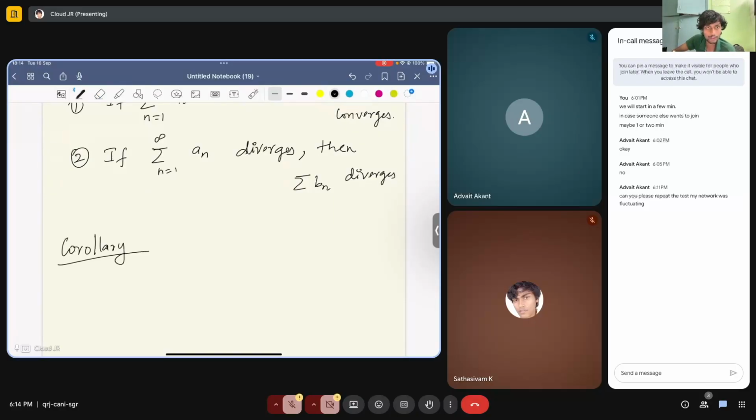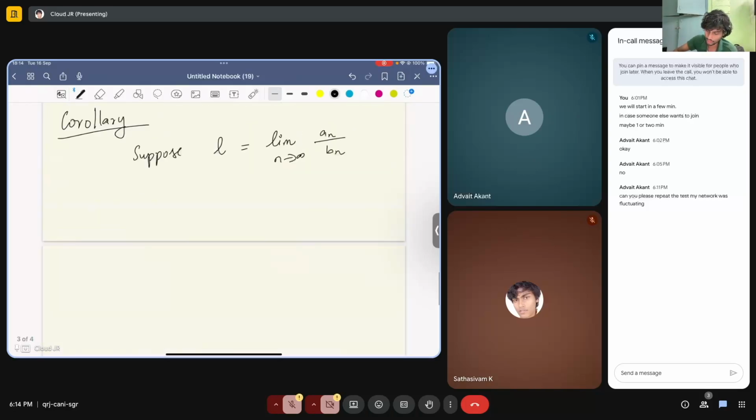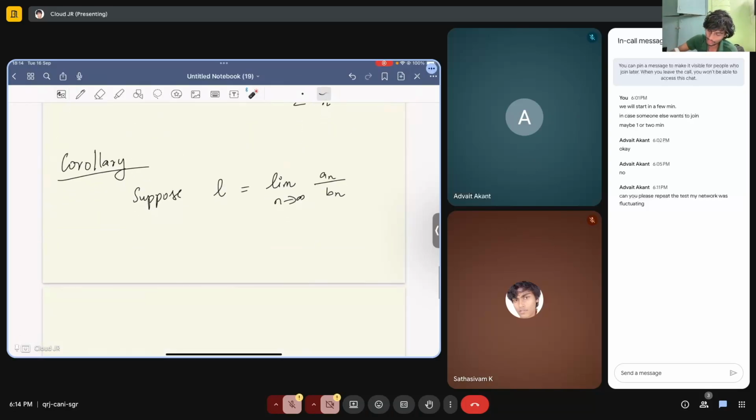So one of the corollaries you can see is the following. Set this L, which is basically the limit of n tends to infinity of an by bn. Okay, then we have the following. So basically, it's the limit comparison test. If you use the limit comparison test, you are able to get it.